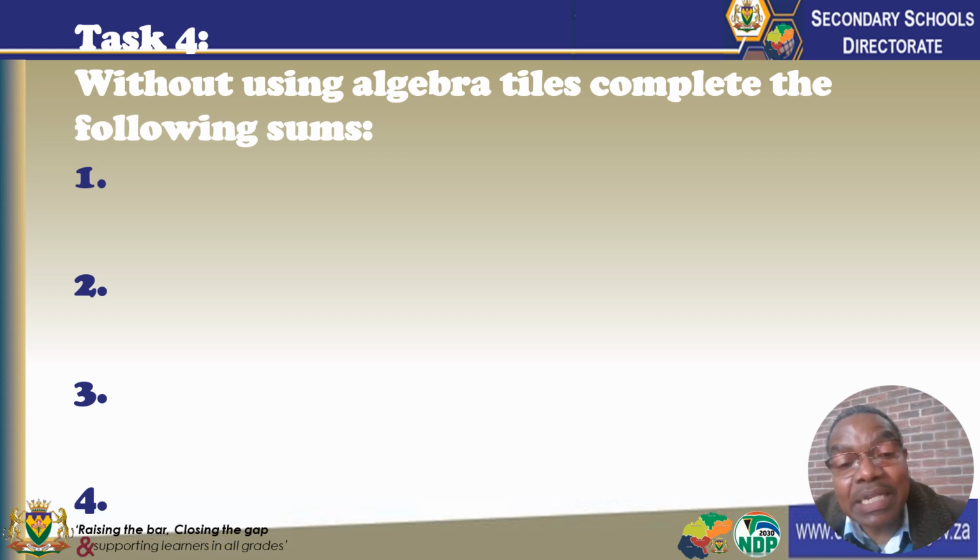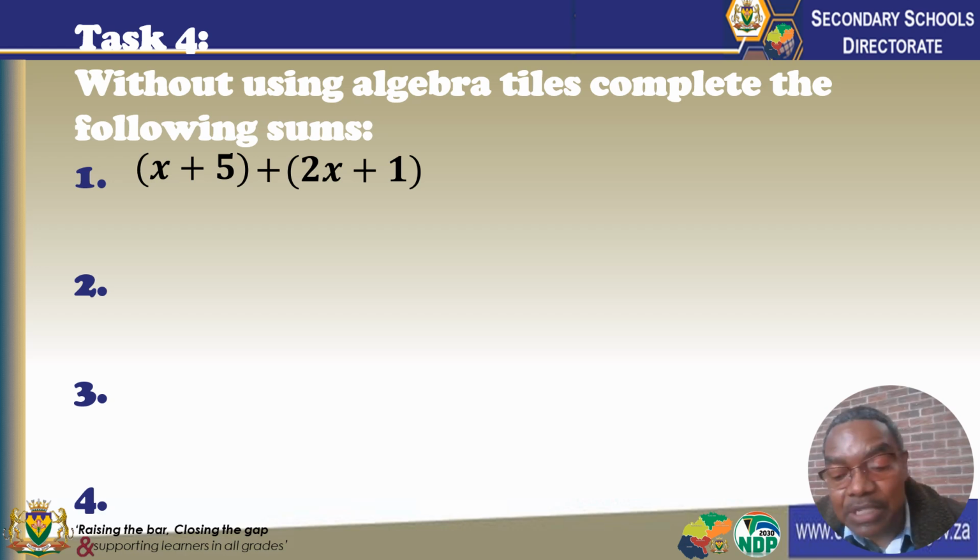Now we go to the traditional way of working out, without using algebraic tiles. So this is what we have: x plus 5 plus 2x plus 1. In this case, we look for the like terms. Remember, with algebraic tiles you can see that x and 2x represent like terms. So x plus 2x gives us 3x. Then 5 plus 1 gives us 6. So this is how we represent your solution: 3x plus 6. This is called the traditional way of representing the solution for additions.